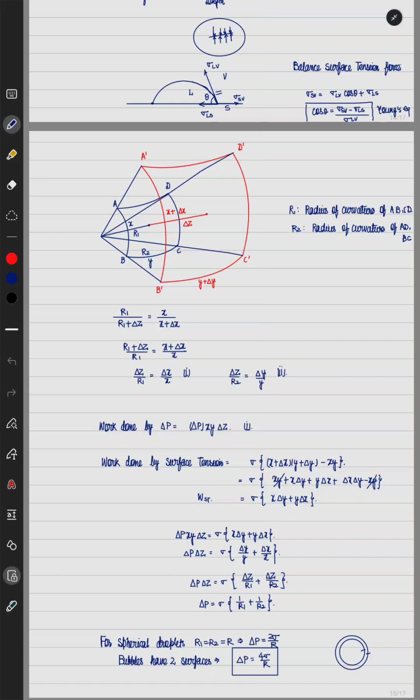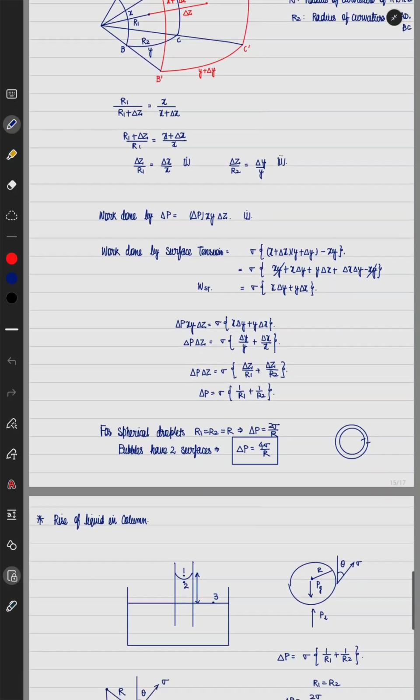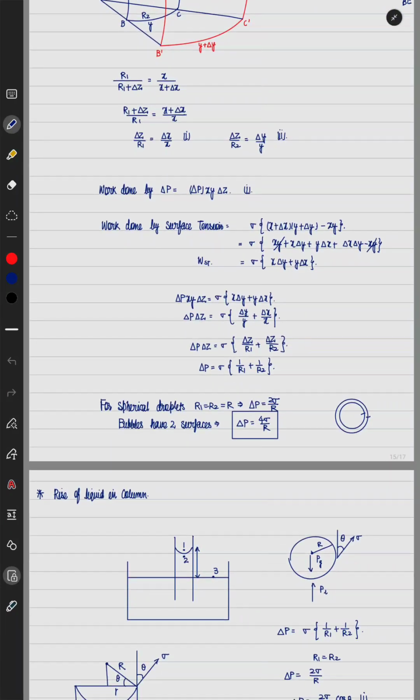If our surface ABCD is extended to A prime, B prime, C prime, D prime, and the radius of curvature associated with AB and CD is given by R1, and radius of curvature associated with A prime, B prime and C prime, D prime, which is same, is given by R1 plus delta Z. In that case, if I extend the surface from ABCD to A prime, B prime, C prime, D prime area, then the work done by pressure forces is given by delta P into the area of ABCD, which is given by XY into delta Z. And the work done by the surface tension is given by total change in the surface energy associated with the two surfaces. So we equated these two equations in order to get the relation between delta P and the surface tension.